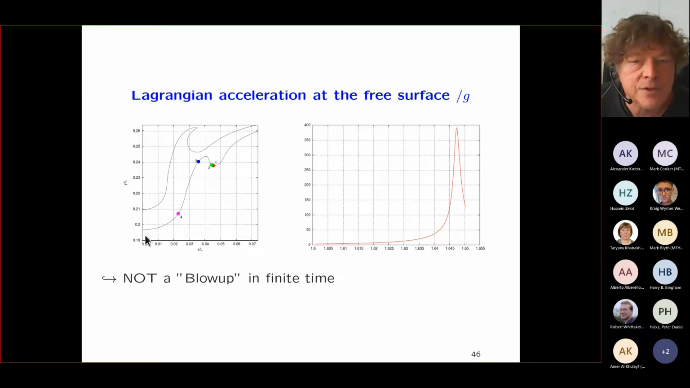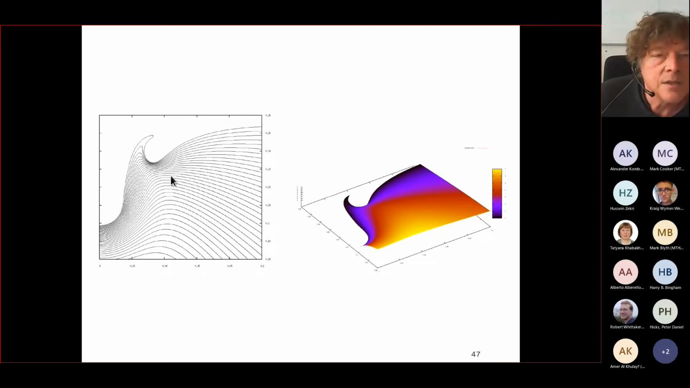Actually, this is a free surface profile where the maximum acceleration occurs in the whole simulation, and this point corresponds to this maximum of acceleration, which is about 400 times the gravity. But actually, it's not exactly a blow up in finite time as I've defined it previously. But more interesting is what is plotted here. This is an isocontour of the pressure, showing the high density of the isocontours here, but also here.